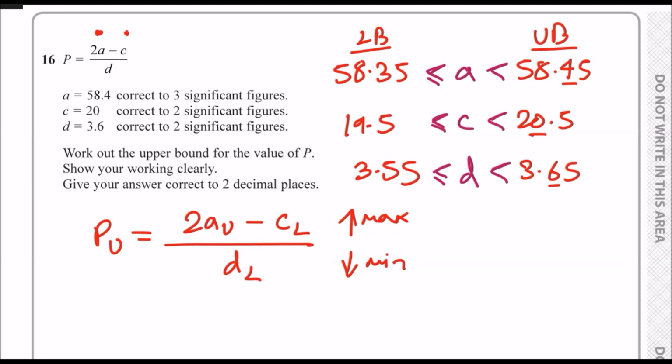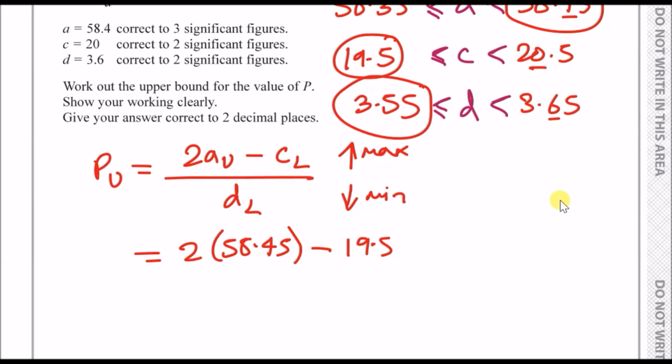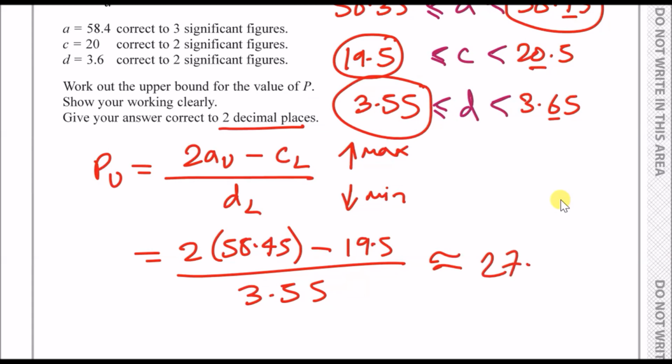So when you do this, you're just going to replace A with its upper bound, C with its lower bound, and D with its lower bound. Let's have a look, we've got to show it. So it'll be 2 times 58.45 minus the lower bound of C, which is 19.5, over 3.55. And when you do this, you should get an answer which rounds to approximately, to 2 dp, 27.44. And that's it.